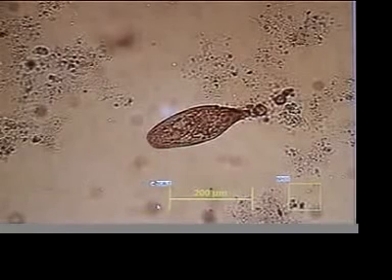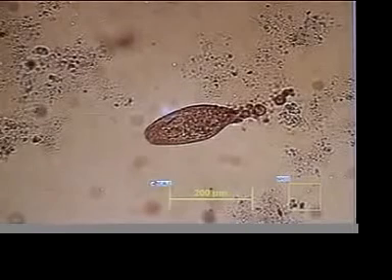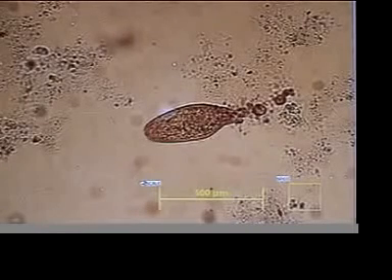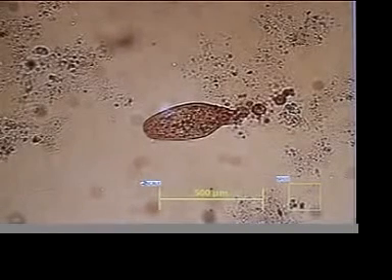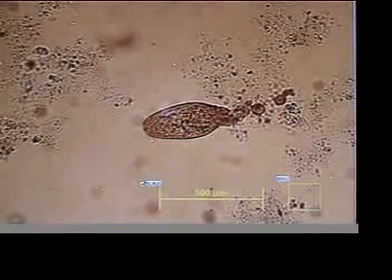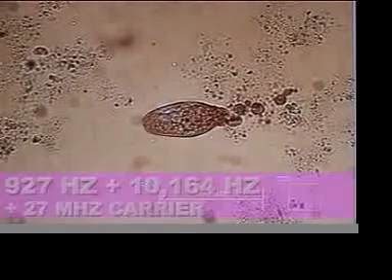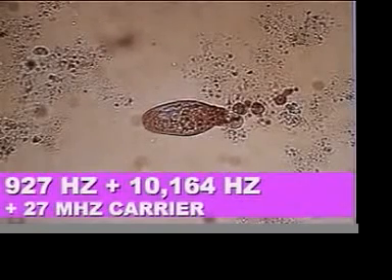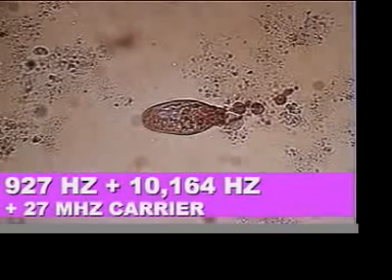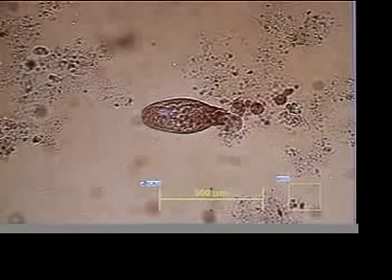Here's another slow motion disintegration. This is the 10x objective. Oh, we caught it just in time. The action is happening. 927 hertz plus 10,164 hertz plus a 27 megahertz pulse radio frequency carrier.